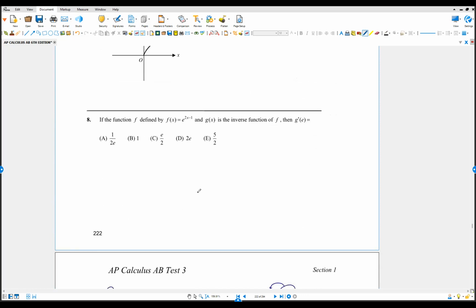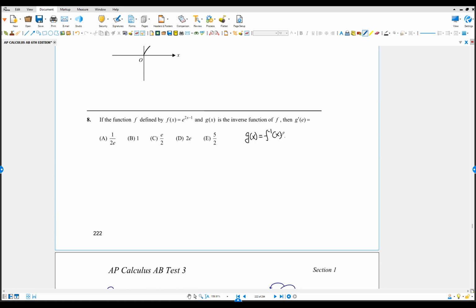We have number 8. If the function f is defined by f of x equals e to the 2x minus 1, and g of x is the inverse function of f, so g of x equals f inverse of x. We did this many times. What is g prime of e? It is the slope of the tangent of g at x equals e.